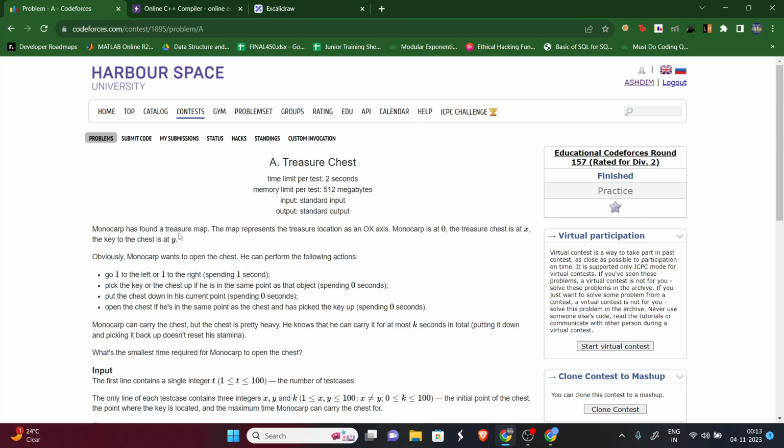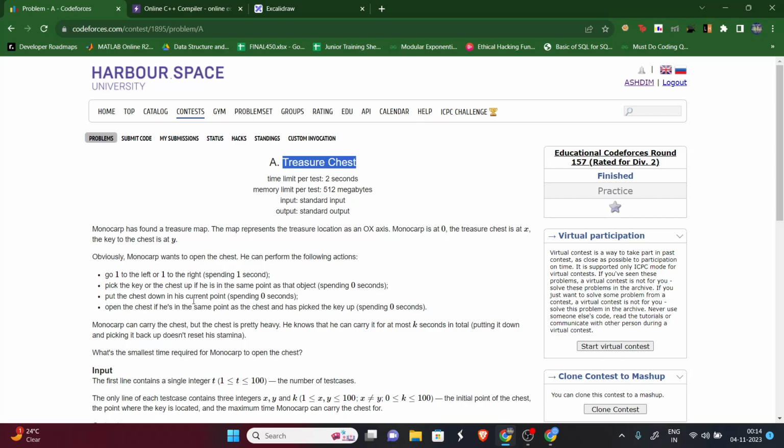Okay, the question says, so basically there is a character Monocarp and he wants to collect the chest. A treasure chest is nothing but a treasure. So basically he is trying to find the treasure.